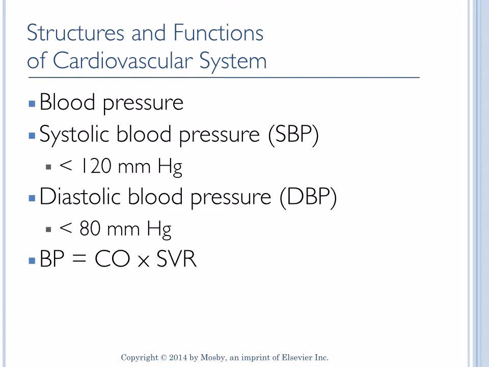What are the parameters for blood pressure? Systolic blood pressure should be less than 120 millimeter mercury, and diastolic blood pressure should be less than 80 millimeter mercury. The arterial blood pressure is a measure of the pressure which is exerted by blood against the walls of the arterial system.